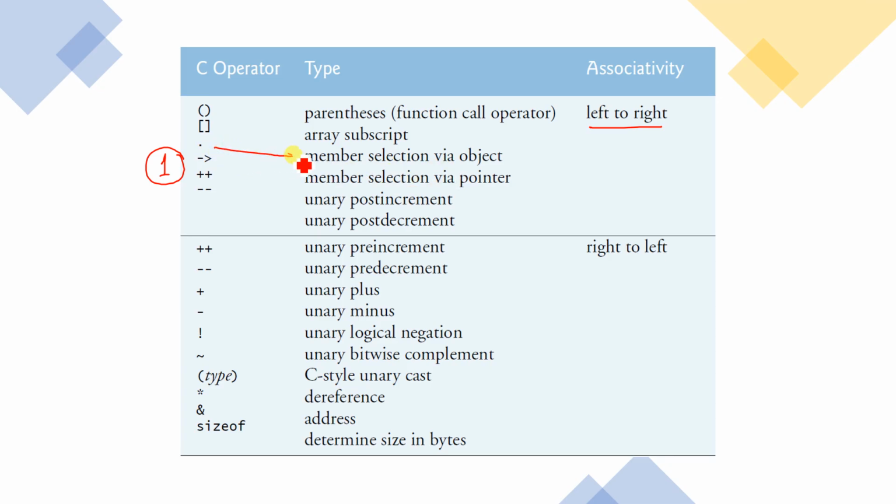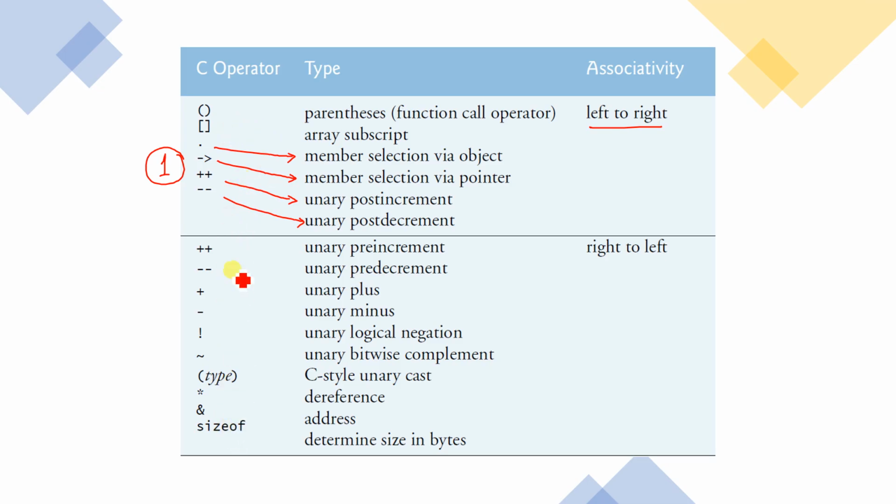So this is representing member selection. This is your member selection via pointer. If you remember, we talked about this during the operator class. Then this plus plus is called your unary post increment, and minus minus your unary post decrement. So this is having the highest precedence as compared to any other operator.